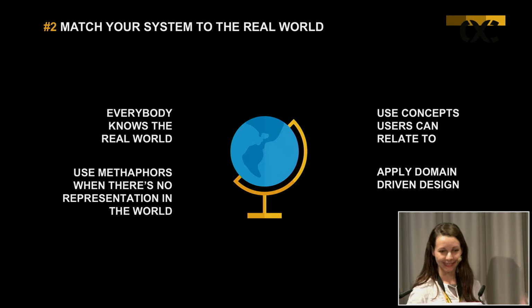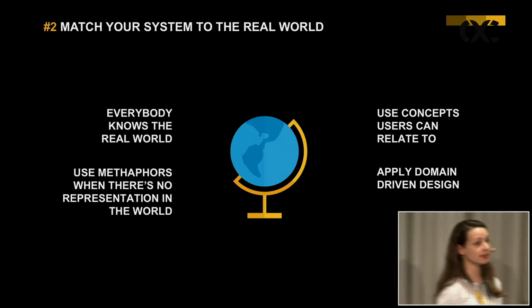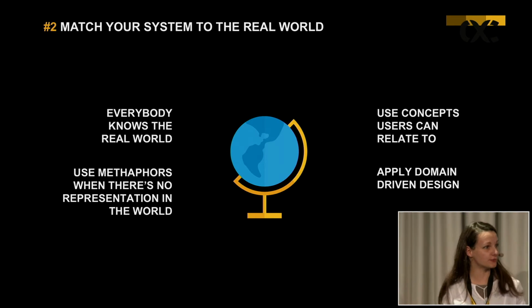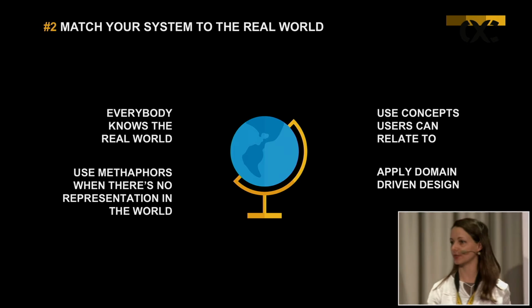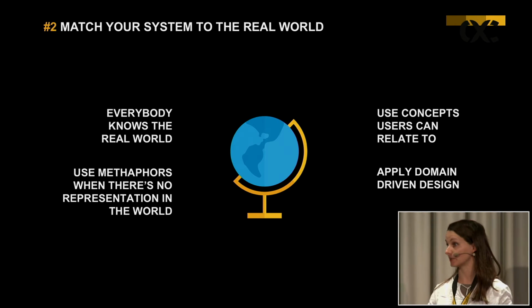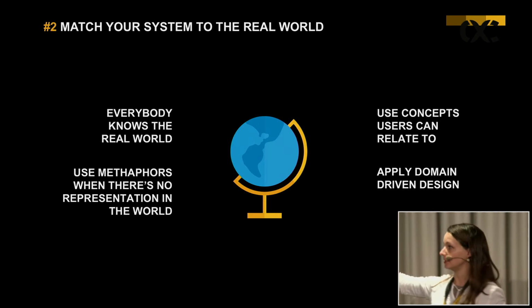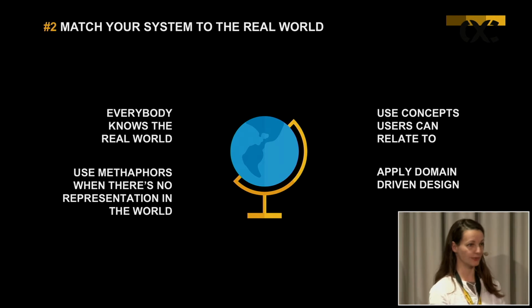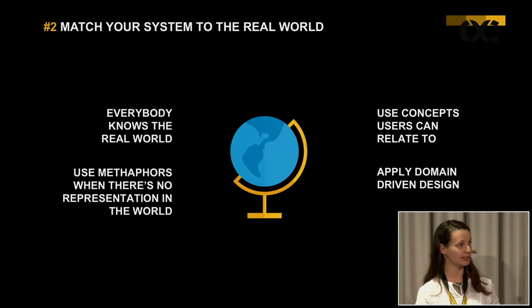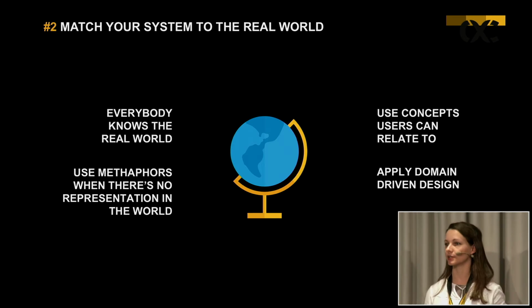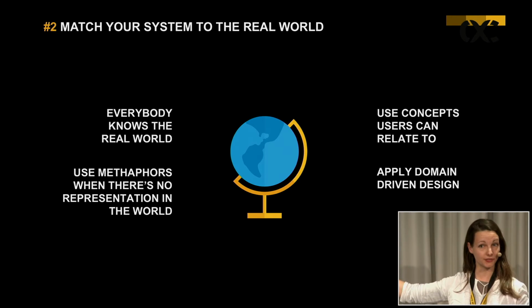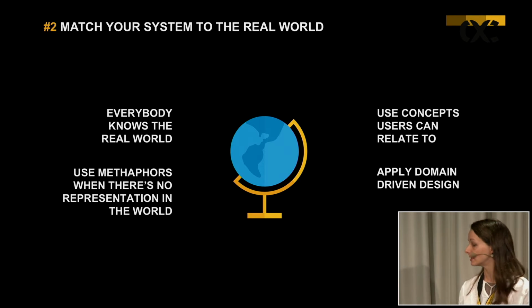Number 2, match your system to the real world. Easy, everybody knows the real world. So if you talk about things, use words that normal people understand in your APIs. We use domain-driven design, which comes in very handy, especially this agree on a shared vocabulary thing. Because then you know that the vocabulary that you use as a developer is the same as the business people use. If you have something that doesn't really exist in the real world, use metaphors.